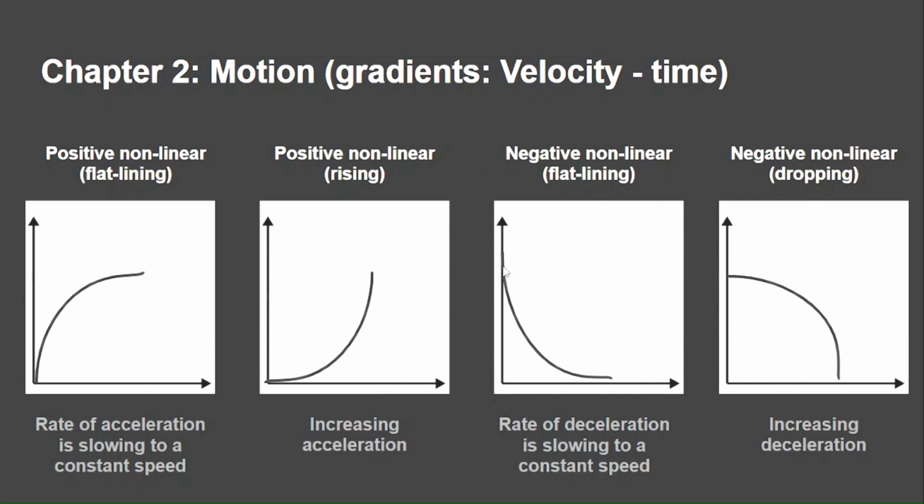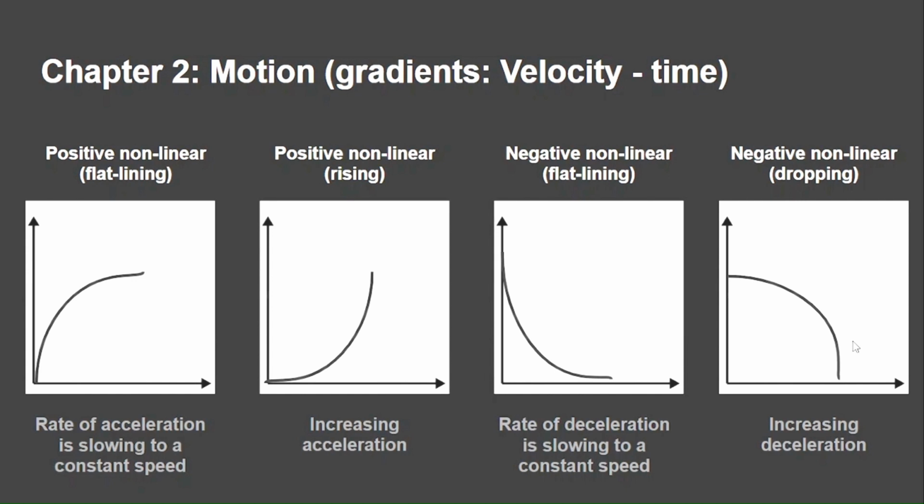So here you've got an object which is decelerating, whose rate of deceleration is slowing, and it eventually ends up having a constant speed. And then the final scenario, you've got negative nonlinear dropping. So again, negative equals deceleration, nonlinear equals a non-constant rate of deceleration, and then you've got dropping, which in this particular scenario means, again, the gradients keep increasing, but the object is decelerating, which means slowing down sharply.